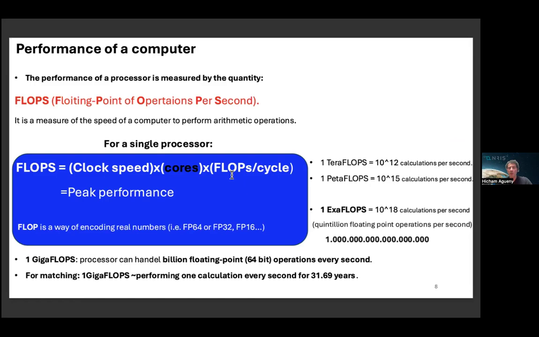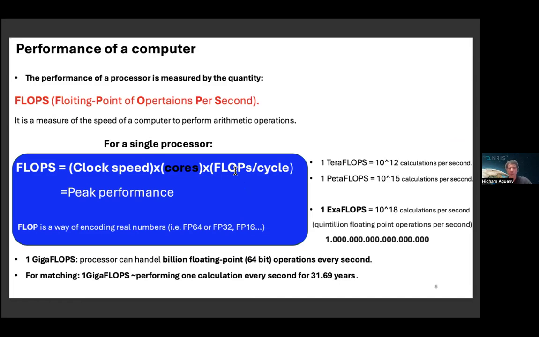So here we have the flops. We have to distinguish between FLOPS with the capital S and flops with the small s. Flops with the small s is a way of encoding numbers. For real numbers, we have 64-bit, double precision. Single precision, we have 32-bit, and so on.